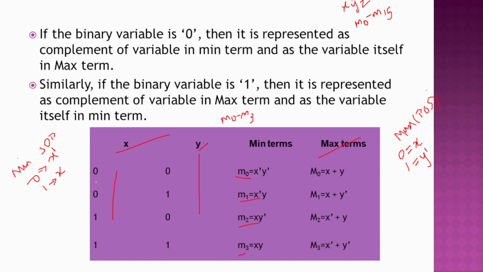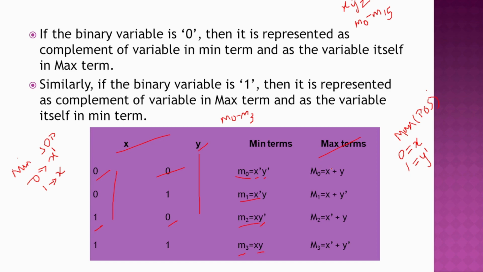In the first row, the x value is given as 0 and the y value is given as 0. So in minterm you need to write the 0 as the complement of the variable, that is x dash and y dash. For m1, the x value is 0 and the y value is 1. The x value is written as x dash and y is written as it is. For m2, the x value is 1, so you write it as x, and the y value is 0, so you write it as y dash. For m3, both values are 1, so it is written as x and y.